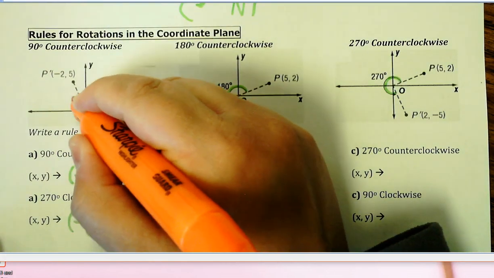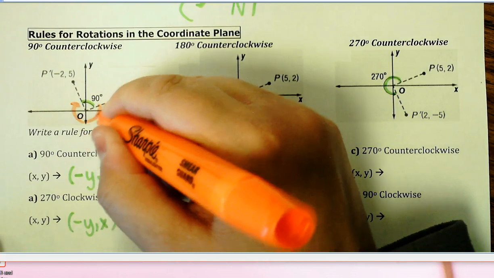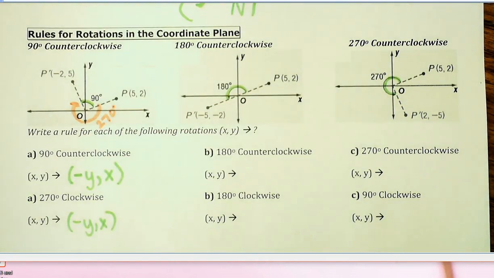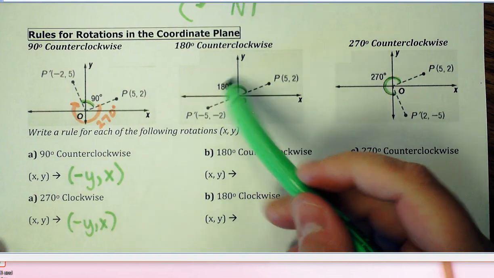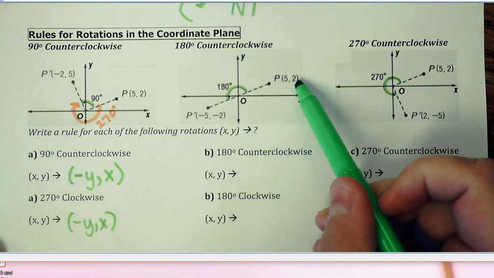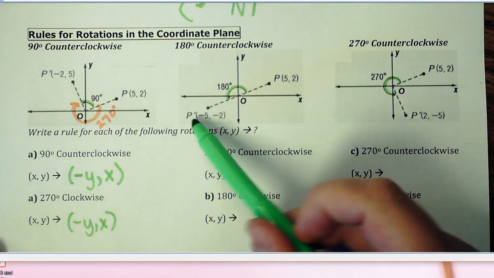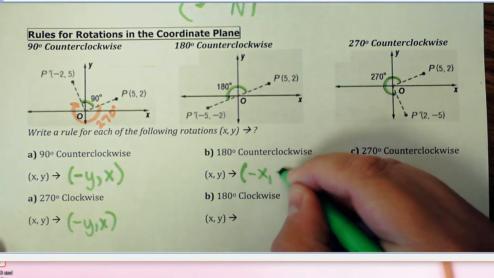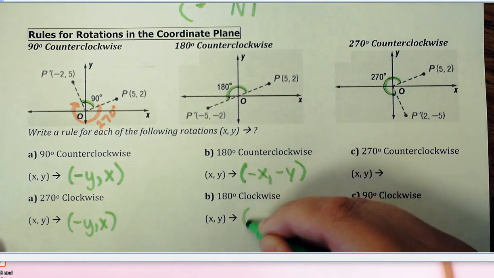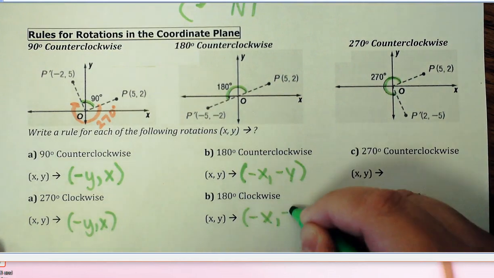Going around the other direction would be 270. So both of those have the same rule. Okay, now 180 is kind of a special case because it's exactly half of a circle in terms of your rotation. So you'll notice here the x and y are in the same spot. They're just opposites. So this is going to be negative x comma negative y. This is also going to be negative x, negative y.